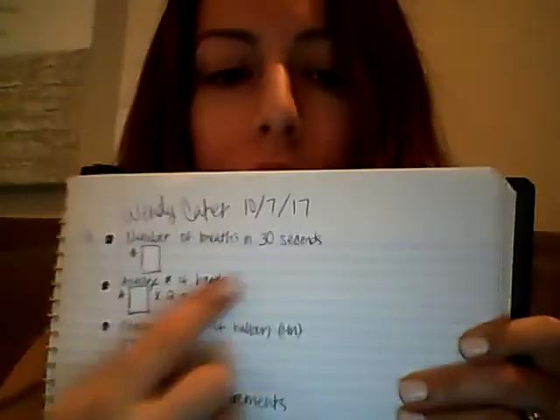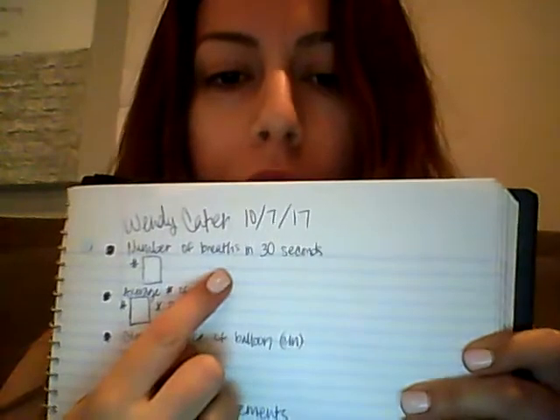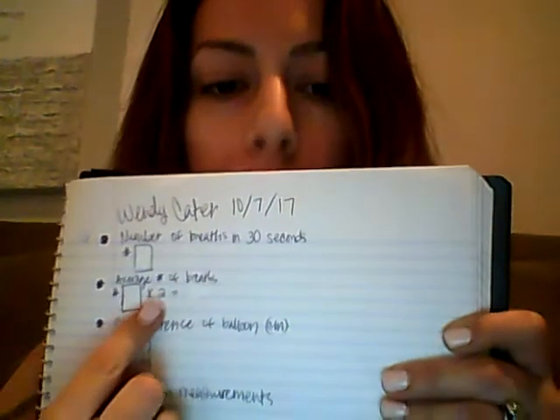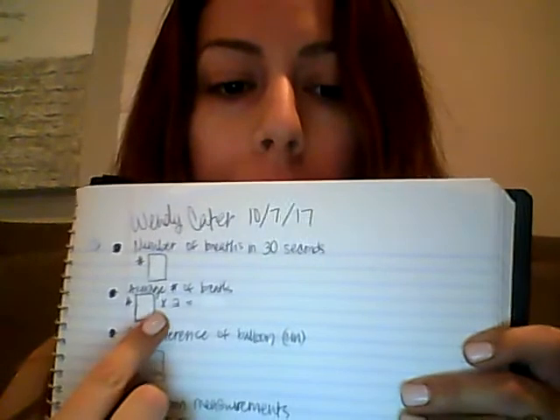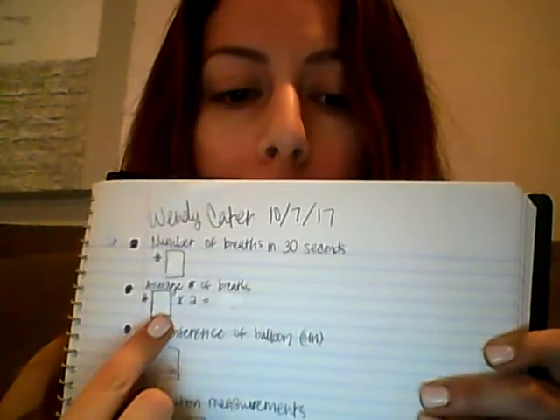Today is October 7th, and I'm going to be measuring my tidal volume. So I have my little equations here. First I'm going to measure the number of breaths that I take in 30 seconds. Then, I'm only going to do one trial, so I'm going to multiply that number by 2 to get the number per minute.